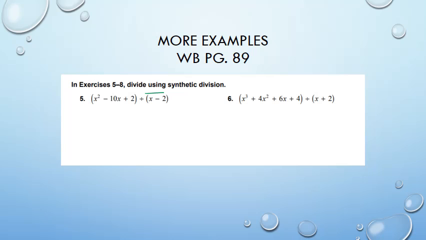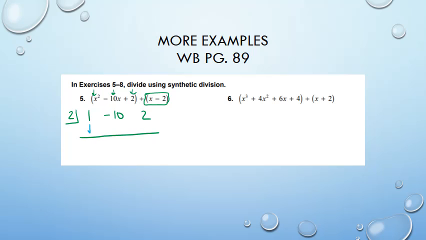So number 5, what we do is we take x minus 2 and set it equal to 0. That gives us a positive 2. Then we're going to take our coefficients and list them in order. So this will be 1x squared minus 10x plus 2. We're going to draw our line.